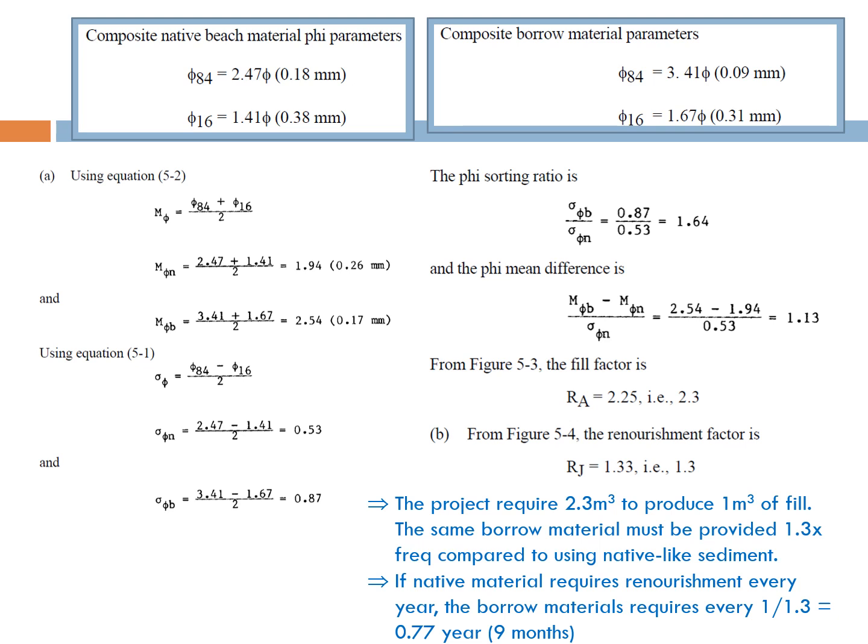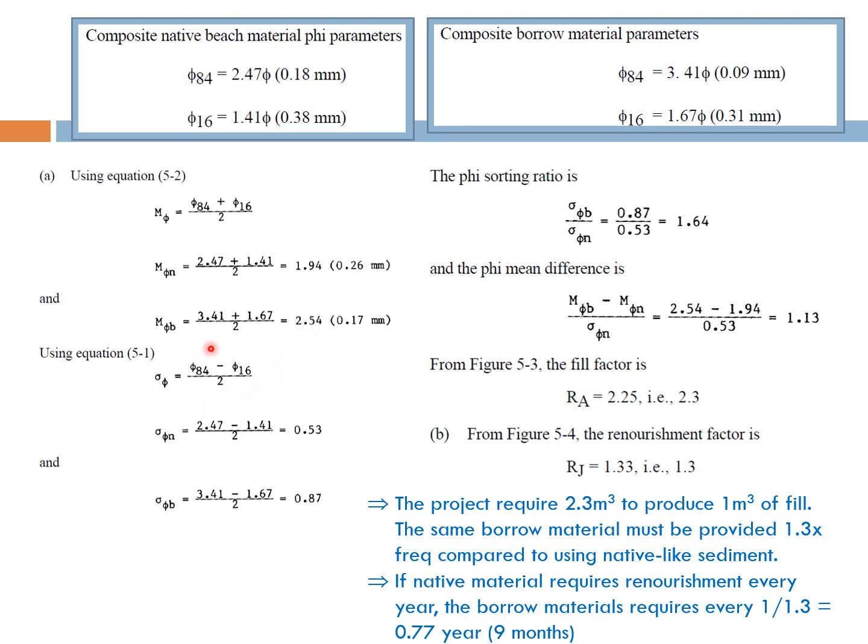We obtain the M phi value for the native and the borrow. We see that the borrow material has a larger value of M phi compared to the native, meaning that actually the borrow material has a smaller size compared to the native material.